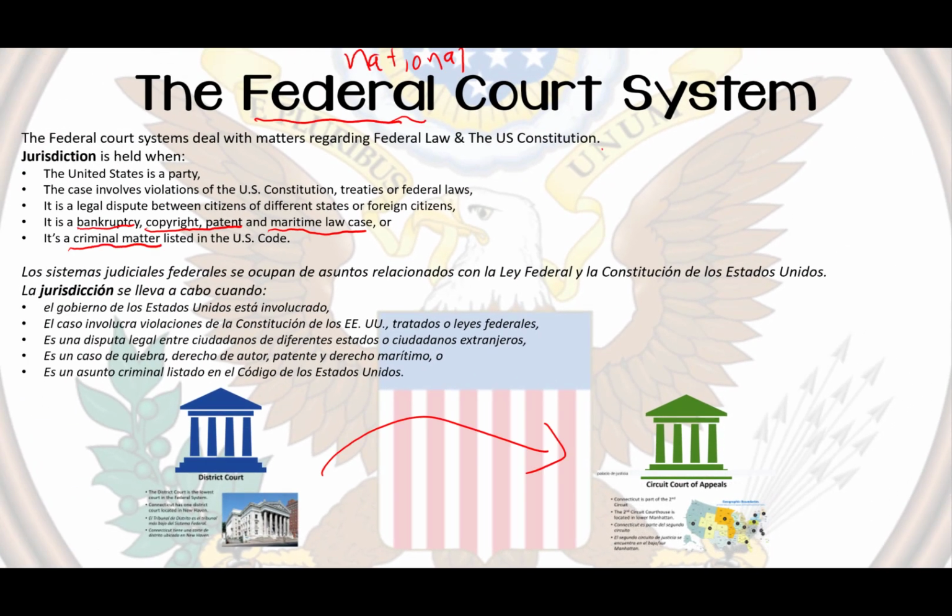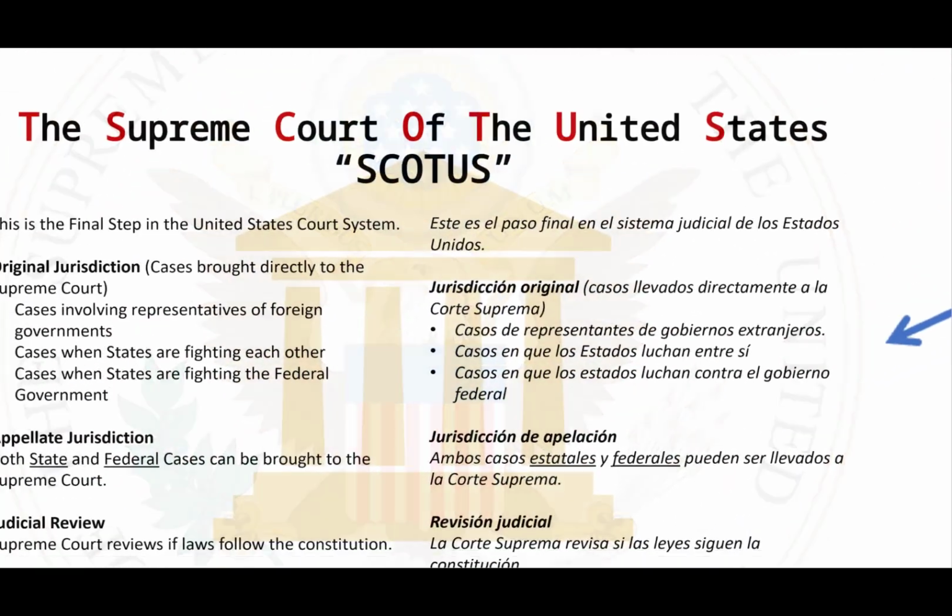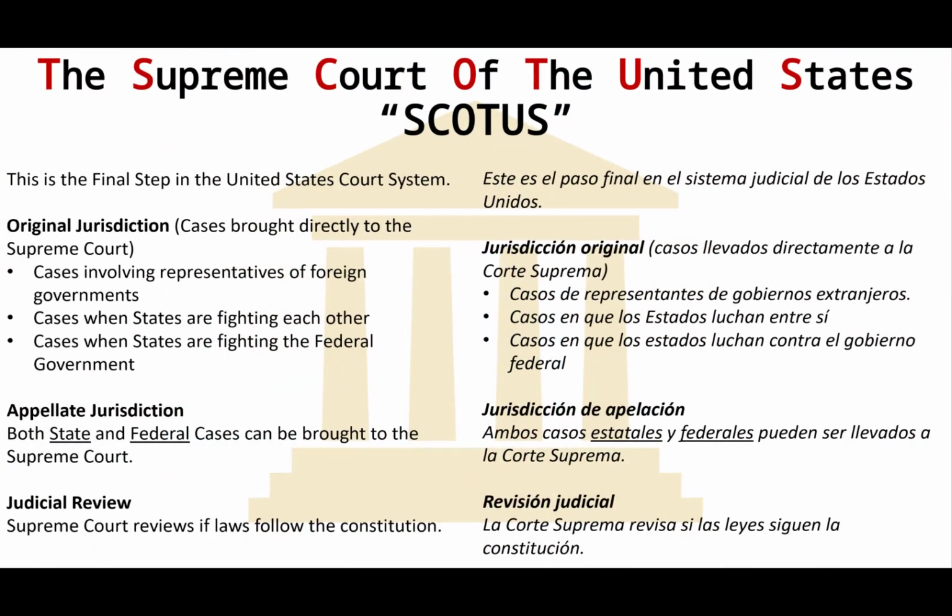Finally, we're going to go to the last court. The last court is the Supreme Court of the United States, which is also called SCOTUS. This is the final step in the U.S. court system. This is the last person who can make a choice for you.